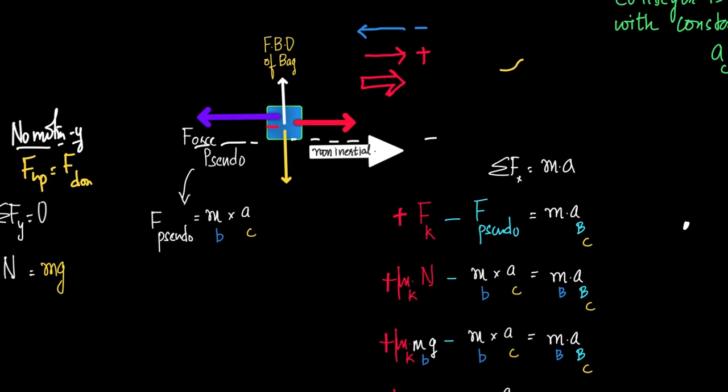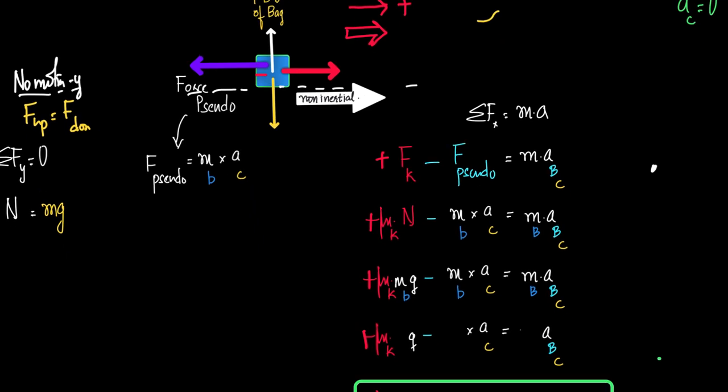Now, sigma means sum. There are two forces, one which is positive, the other which is negative. So Fk minus F pseudo. What is F pseudo? mb into AC. Now, what is the ma here? The ma here represents the mass of the bag into the acceleration of the bag with respect to the conveyor. Let me just write it down one more time.